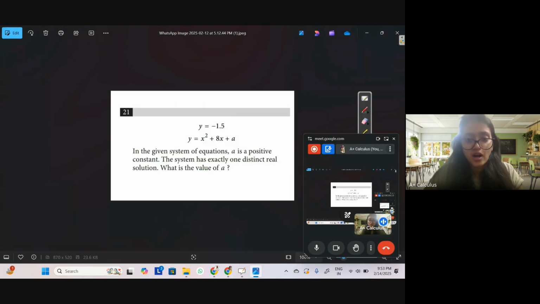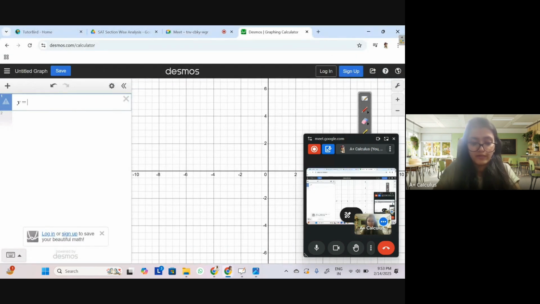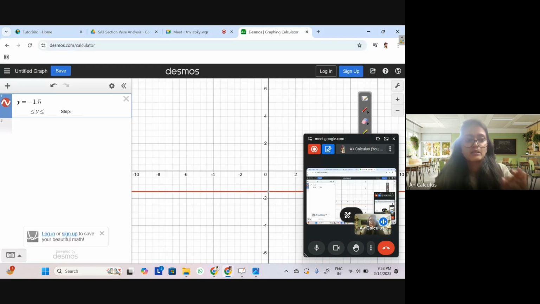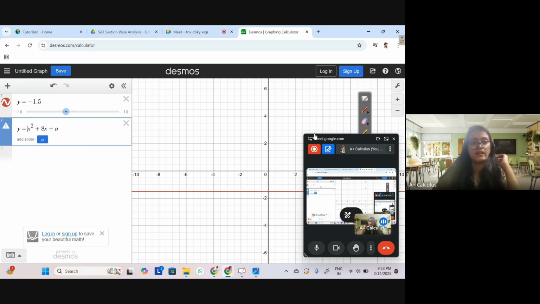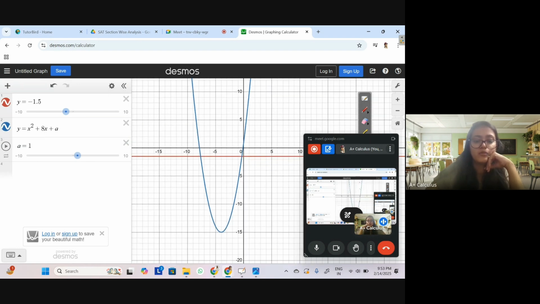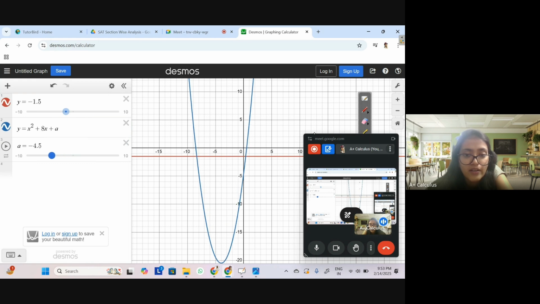So our equations are y is equal to negative 1.5. That will be a horizontal line. And the parabola is x square plus 8x plus a. Now add the slider. So you have your parabola and the line, and you want your parabola to touch the line at exactly one point. So you adjust the slider.